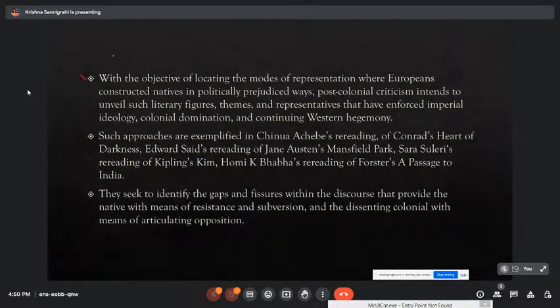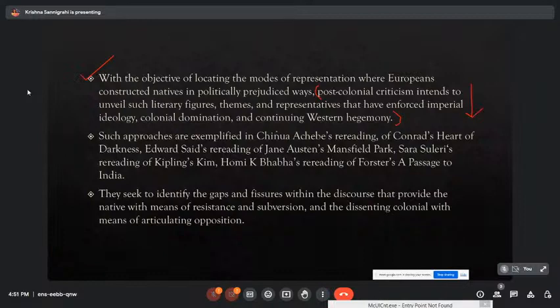Now, with the objective of locating the modes of representation where Europeans constructed natives in politically prejudiced ways, post-colonial criticism intends to unveil such literary figures, themes, and representatives that have enforced imperial ideology, colonial domination, and continuing Western hegemony. So they identify the symbols through which the Western hegemony is continued.